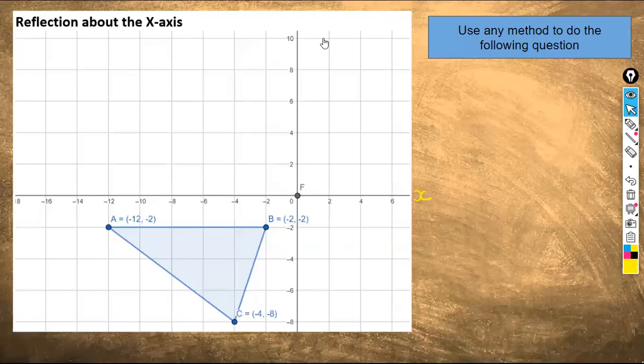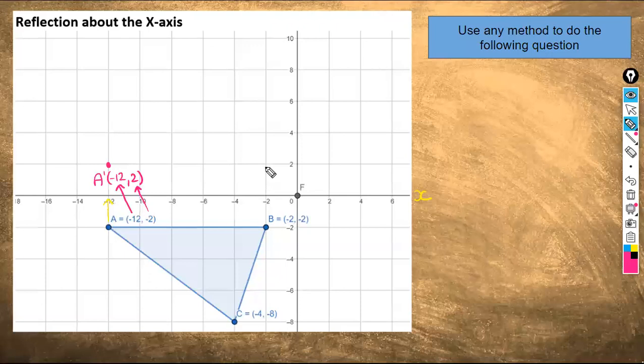Remember, when we're using the common sense method, we realize that the x coordinate would remain the same and the y coordinate will become the opposite. So let's start with A. This line is the mirror. So obviously, if A is 1 block away from the mirror, on the other side, he will be 1 block on the other side. So his point, A prime, would be what? Minus 12, positive 2. And that makes sense. Look at it. The x coordinate remained the same, but the y coordinate became the opposite. Minus 2 became positive 2.